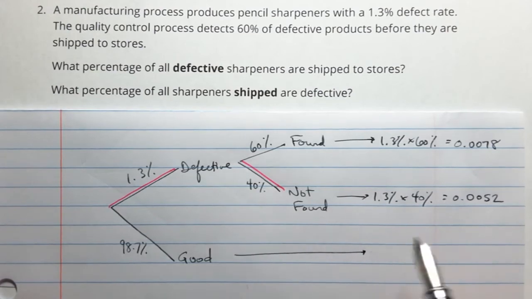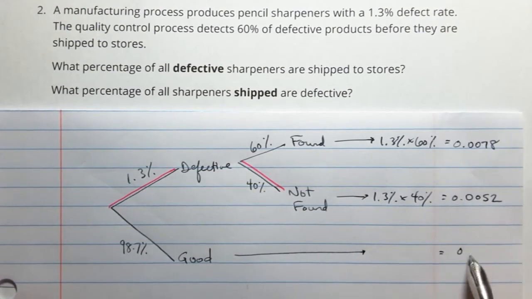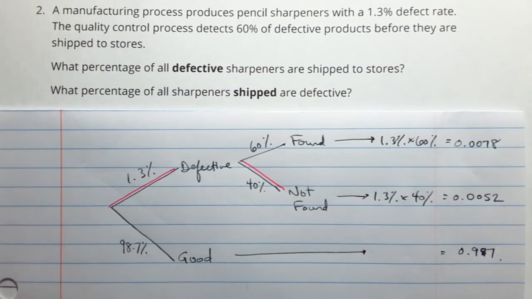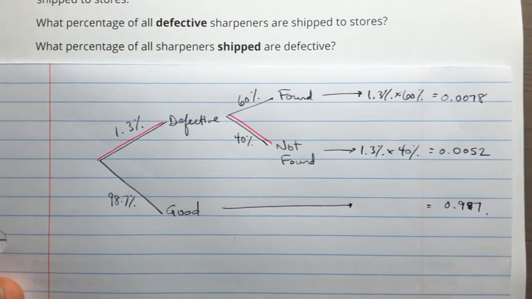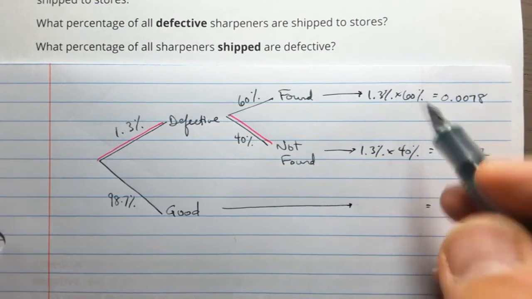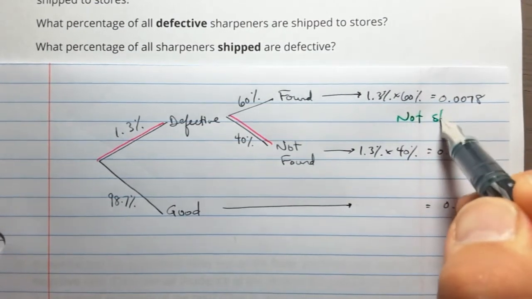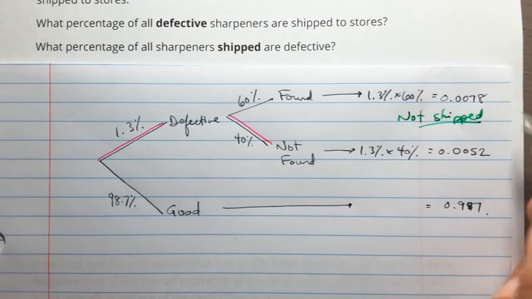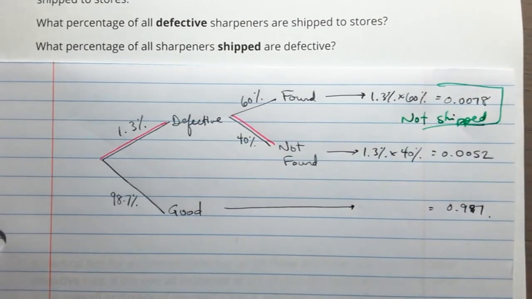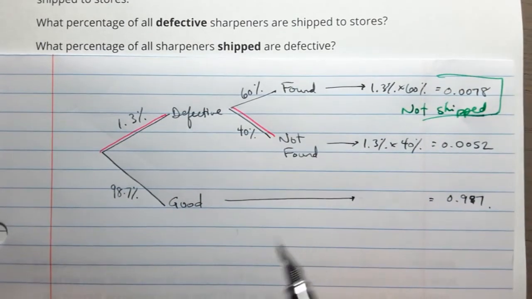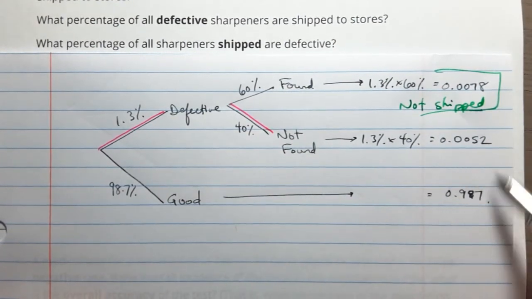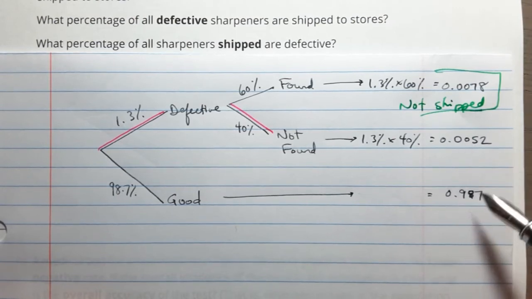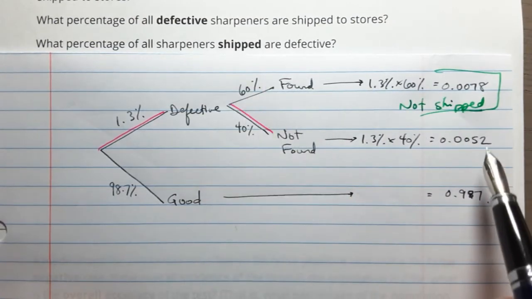And then this, nothing to worry about, we just carry this through. This would be 0.987. Now this is a little bit of a complicated question. What percentage of all sharpeners shipped are defective? Now these ones here are not shipped. Those are the ones that are not shipped, which means that the percentage of sharpeners shipped in total is the sum of these two numbers here, and then the portion that is defective is just this part.